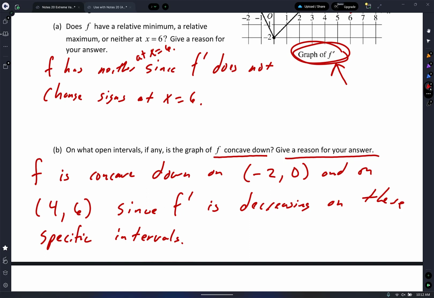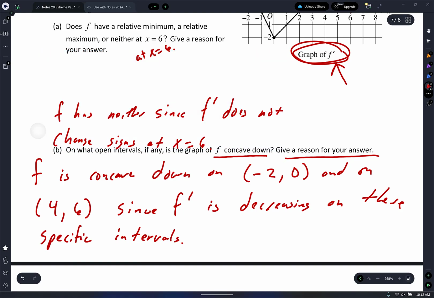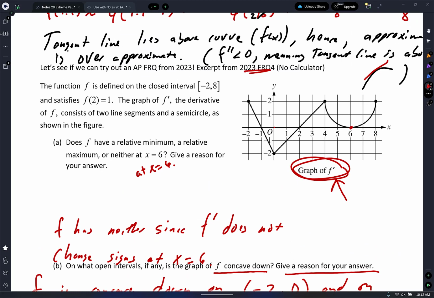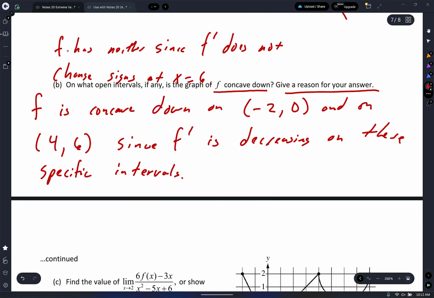Heck yeah, look, this is from last year's exam, guys. From last year's AP exam. It was question number 4. Let's see if we can do letter C.